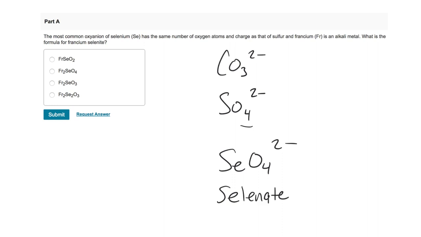So if we're asked for the formula for francium selenite, well, selenite would have a 3, and we're going to put francium out in front, which is an alkali, we're told. And so it's a plus, and so we're going to need 2 of these. So our formula should be Fr2SeO3.